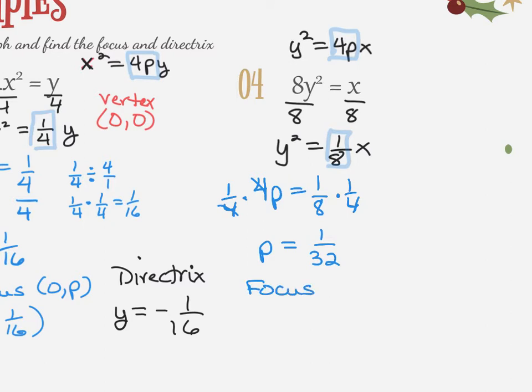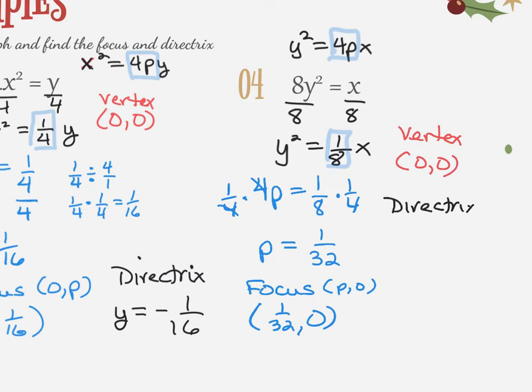Now my p-value is positive this time, and it's the y squared, so I know it's going to look like a C. So my focus point is going to be at p comma 0. So 1 over 32 comma 0. Again, the vertex is at 0, 0. My directrix is the equation of the line using the non-squared variable and the opposite of p. So x equals negative 1 over 32.